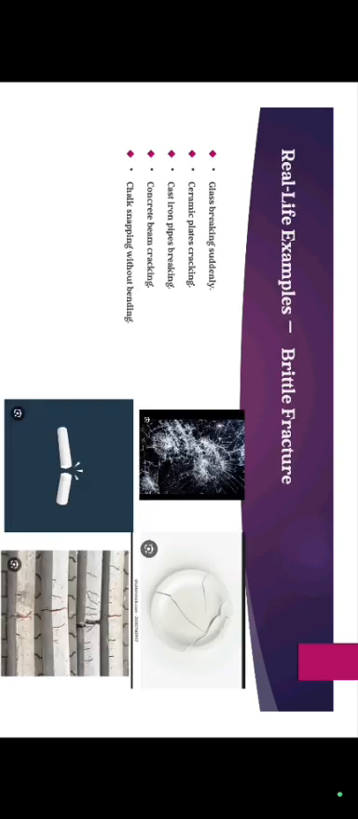Real life examples of brittle fracture. Basically, materials break suddenly without bending or stretching. There is no warning, it just cracks and breaks. See, there are some examples of brittle fractures: glass breaking suddenly, ceramic plate cracking, cast iron pipe breaking, and chalk snapping without bending. These are examples of brittle fracture.